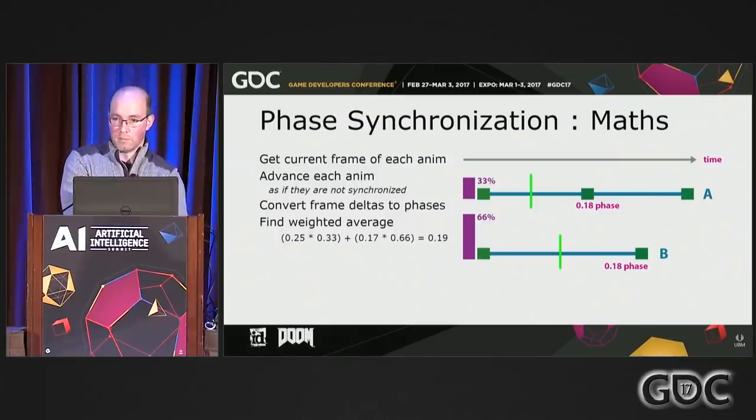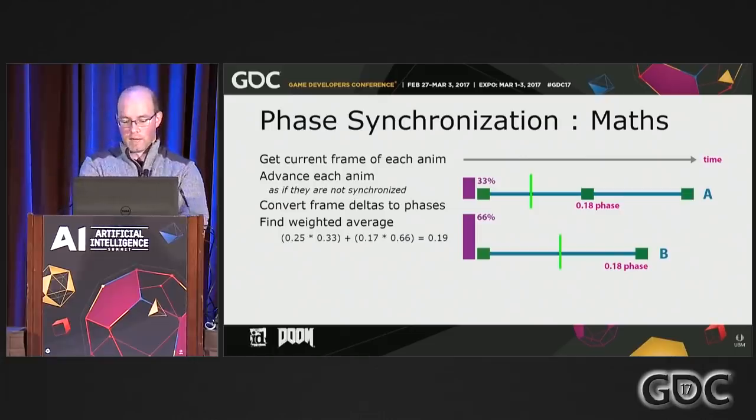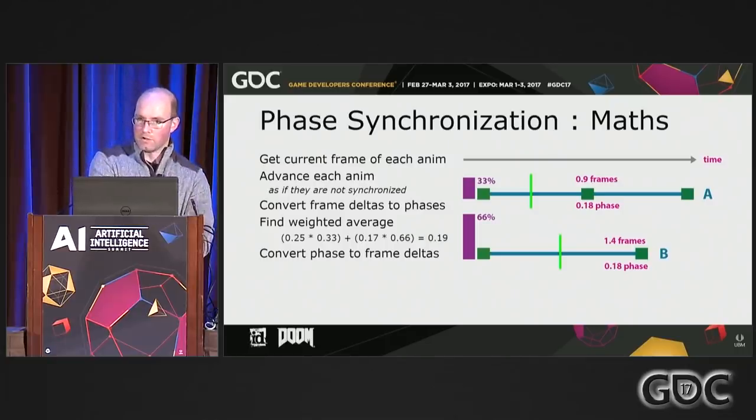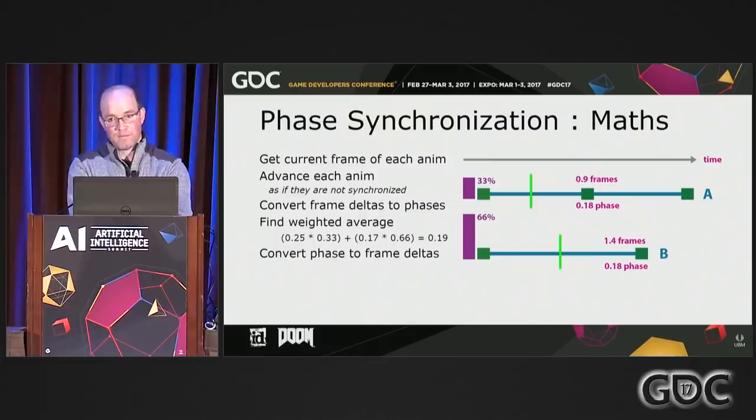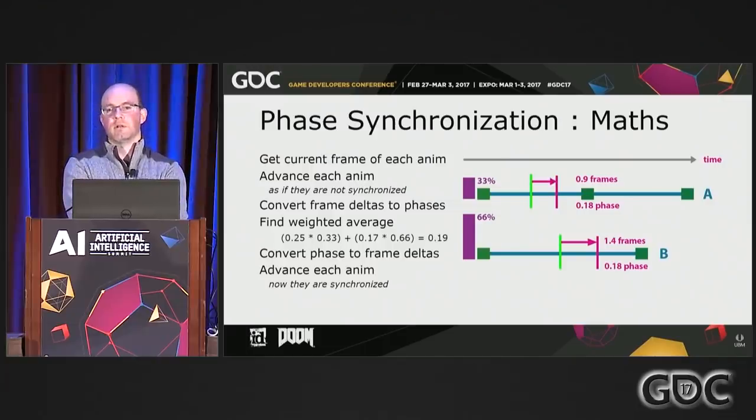In this case, because animation B is 66% of the blend, the end result, 0.19, is closer to its original value of 0.17. And then we take that single average phase and convert it back to animation frame deltas, which are going to be different for each animation, and then advance each animation with the new numbers. Now they are synchronized. Now observe how in this example, animation B will be cycling from start to finish much faster than animation A. That's okay. That's what it's supposed to be doing.